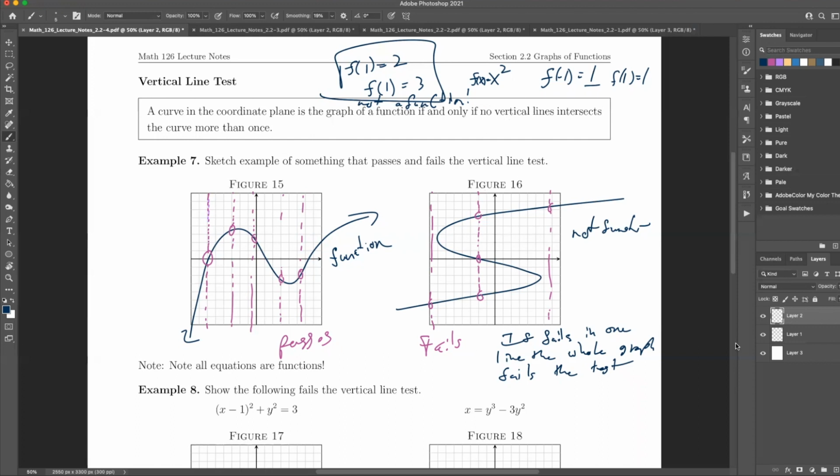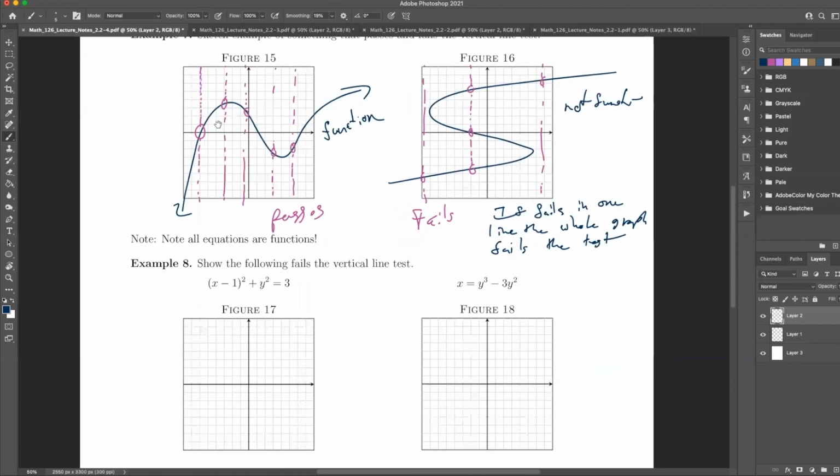If one vertical line test fails, it just fails, right? It's just done. Okay. But if one vertical line test passes, it doesn't mean it passes. It has to pass for all vertical lines. So you just test a bunch of points.